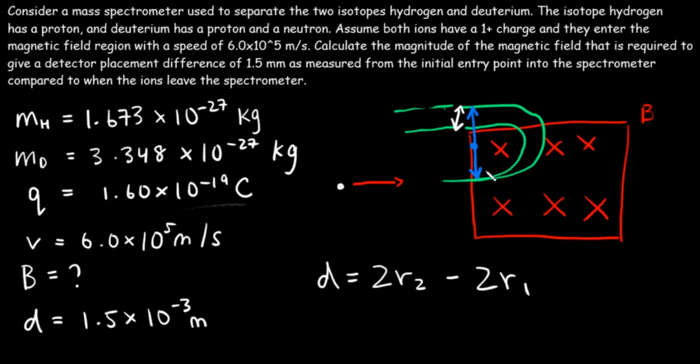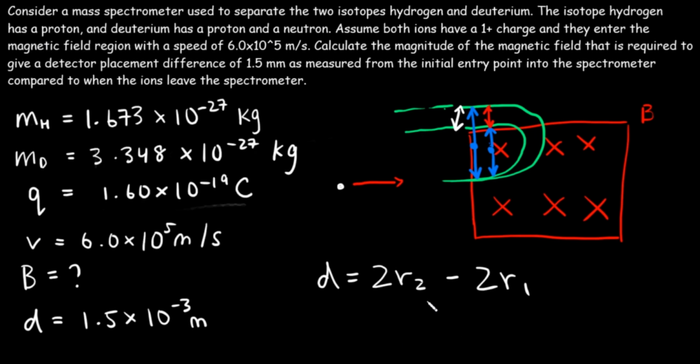That's the radius in the middle. So as you can see, the length of this is 2 times the larger radius. And then if you just look at 2R1, that is this distance, so it's the diameter of the path of the smaller radius. And if you look at the difference here, that is equivalent to 1.5 millimeters. So that's where this equation comes from.